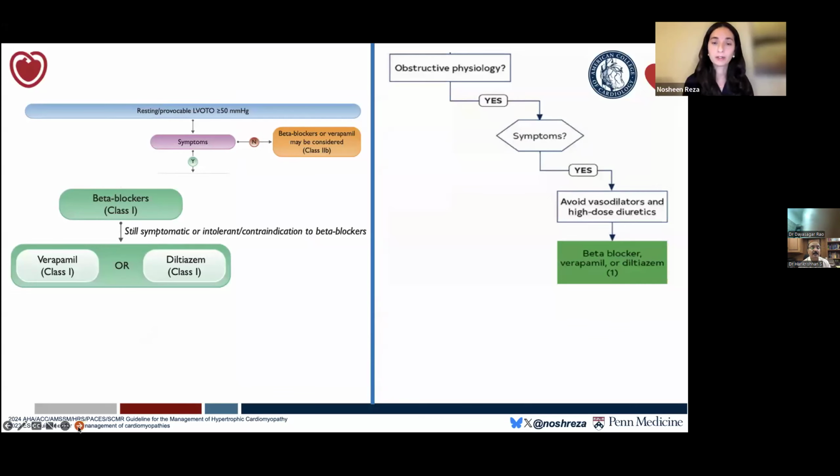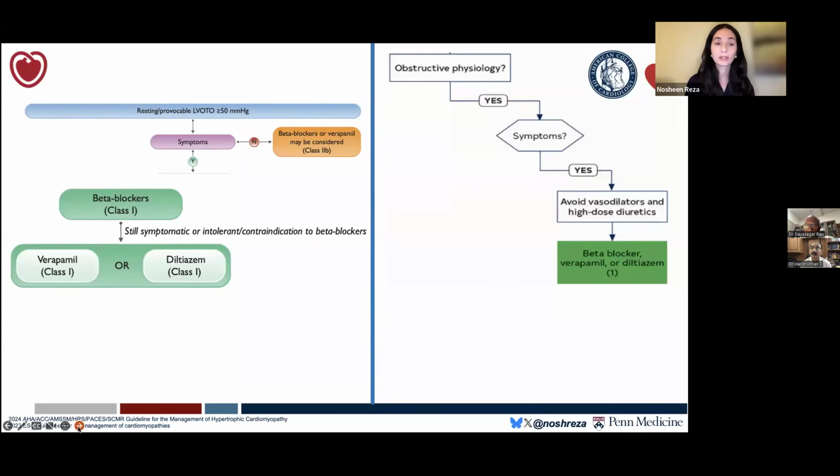So again, this is for obstructive HCM with symptoms, and as you can see, both guidelines say that if you have obstructive physiology and you think symptoms are coming from this level of obstruction, essentially the first thing to potentially consider is beta blockers. Now, the ESC guidelines specifically give beta blockers in isolation a class 1 recommendation as the first and only step. As you can see, the American guidelines provide an equivalent recommendation to beta blocker, verapamil, or diltiazem.